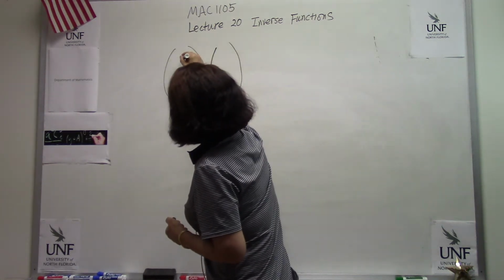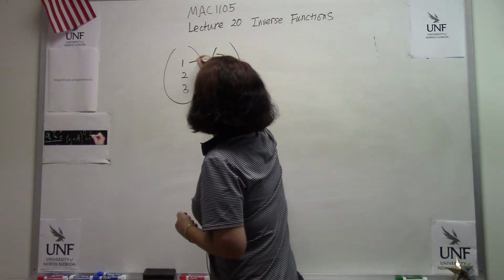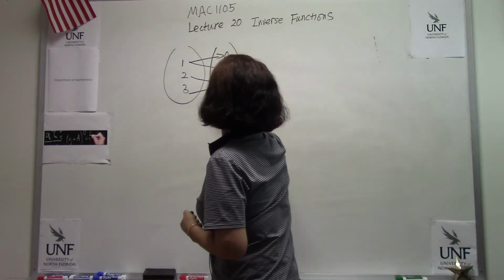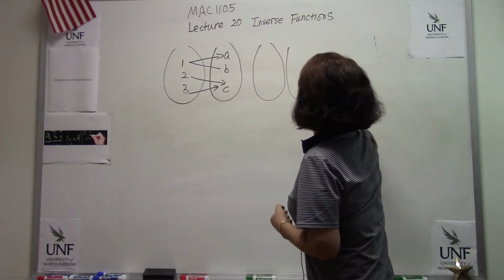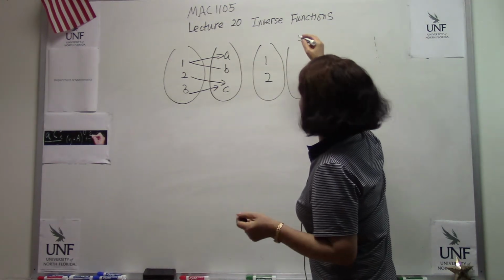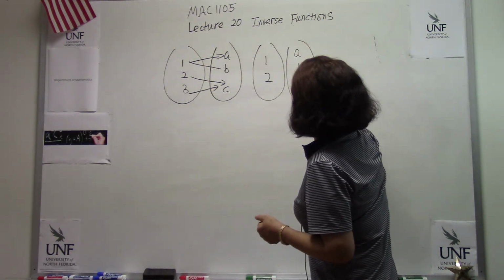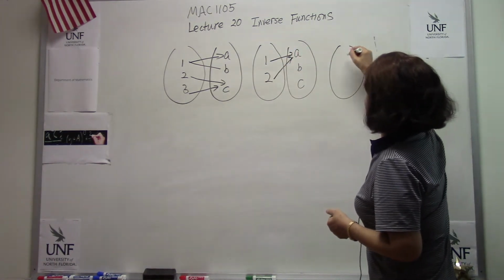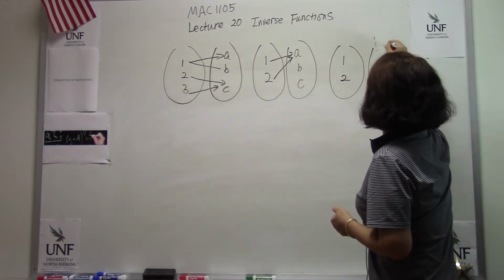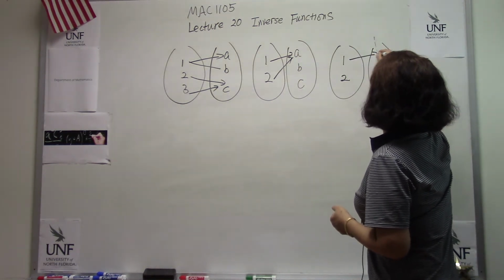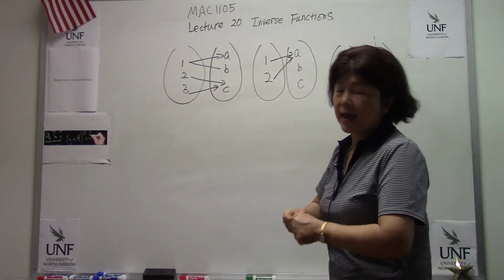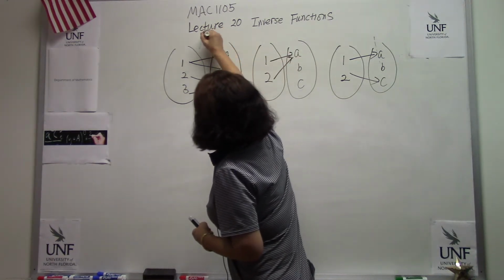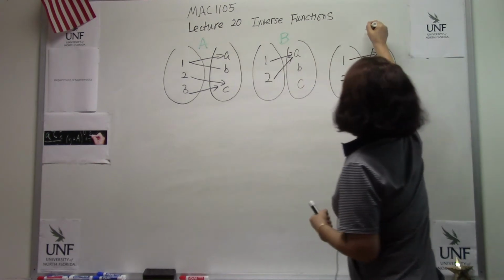The first one is 1, 2, 3. The second one is 1, 2, and A, B, C here and here. And the third one is 1, 2, A, B, C. Here 2 goes over here. So I'm giving you 3 relations over here: relation A, relation B, relation C.